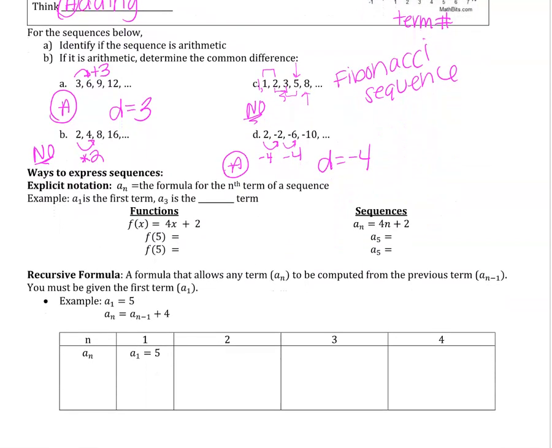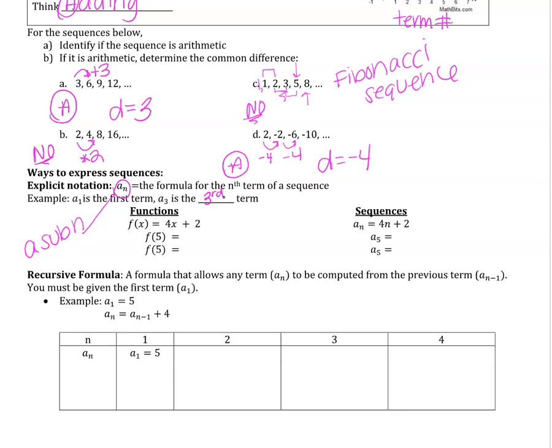First is an explicit notation. This is where we have something called A sub n. So I'm going to write that down. A sub n. That's how you say that. That's a formula for the nth term of a sequence. So like if I wanted the 99th term of a sequence, I would do A sub 99. So for example, A sub 1 is the first term, so that means A sub 3 would be the third term.